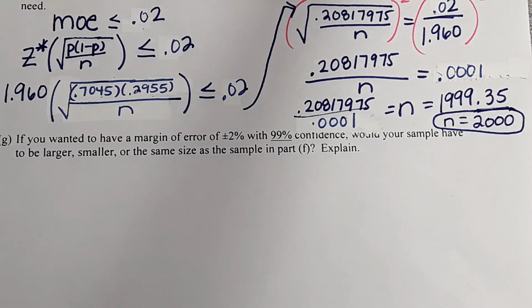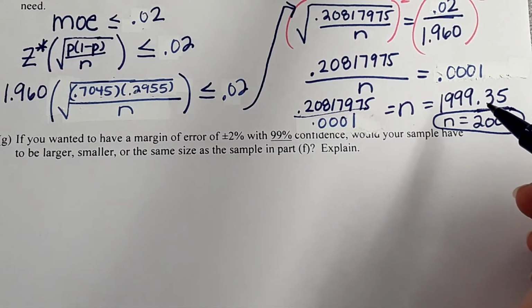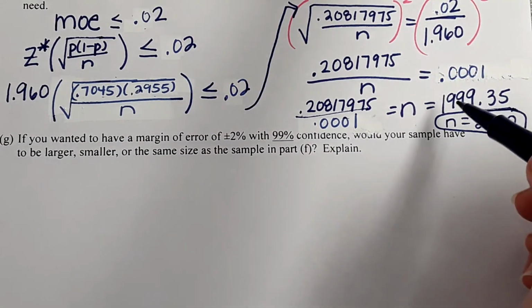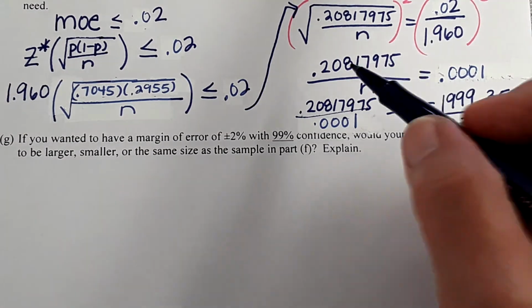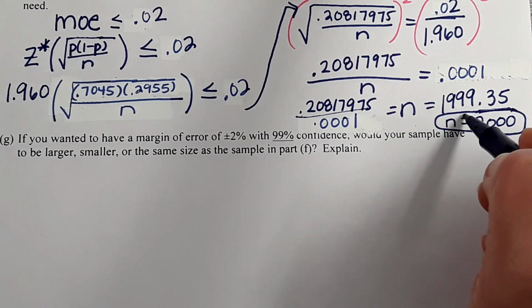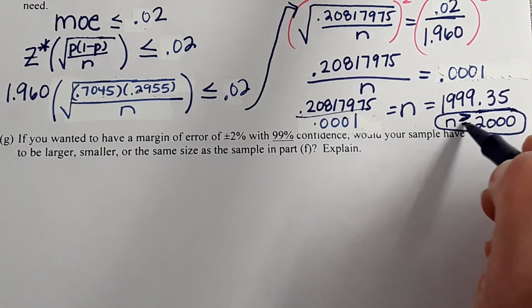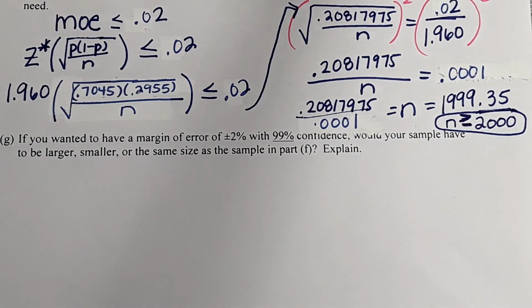Why do you get rid of the greater than? Oh, I didn't mean to. Our sample size, where's our n? Greater than, yeah, and should be greater than 2,000.